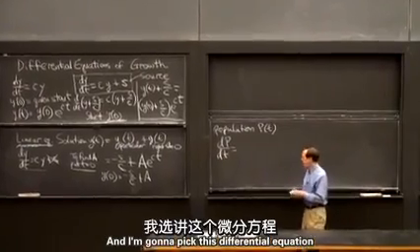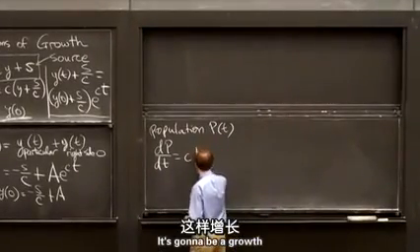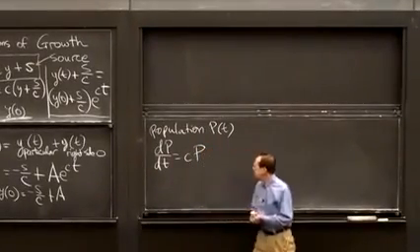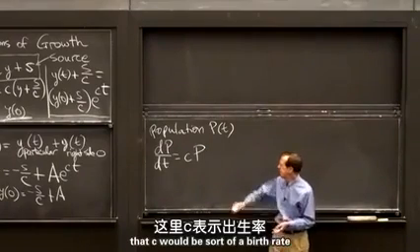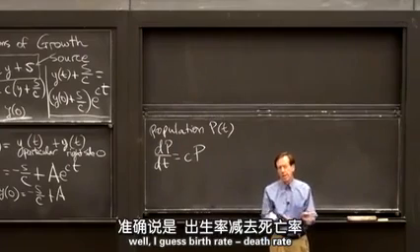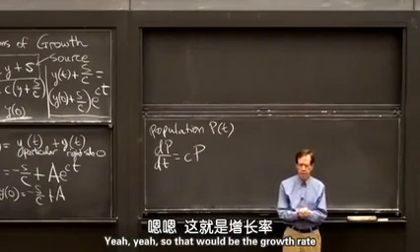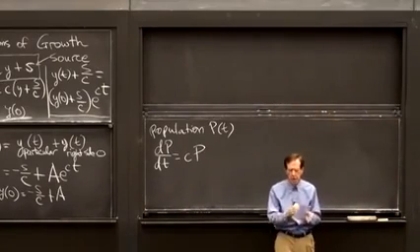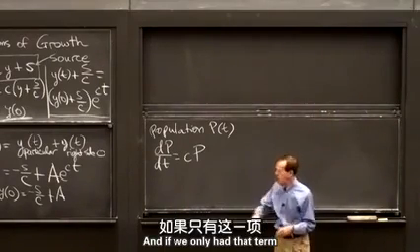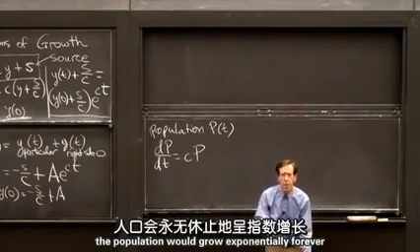And I'm going to pick this differential equation. There's going to be a growth term. That c would be sort of the birth rate. Well, I guess birth rate minus death rate. So that would be the growth rate. And if we only had that term, the population would grow exponentially forever.